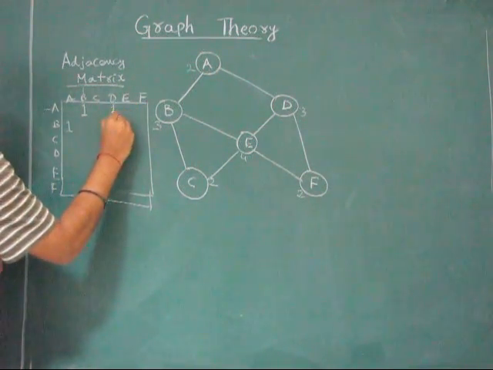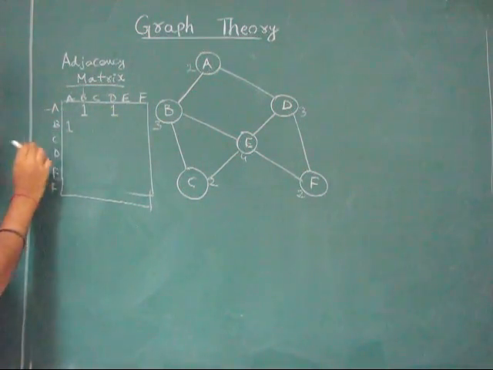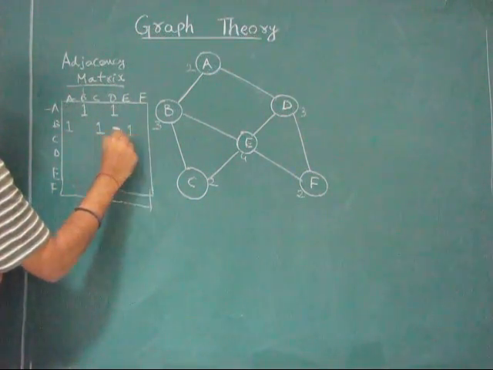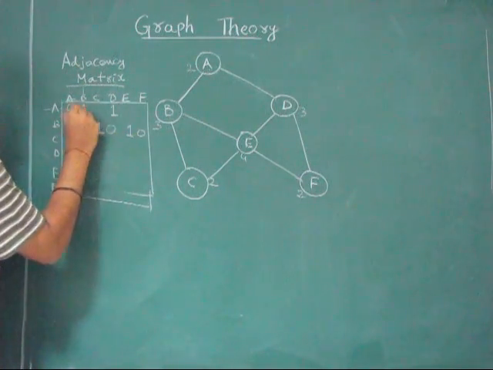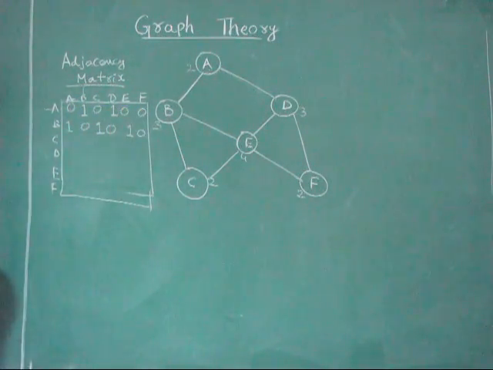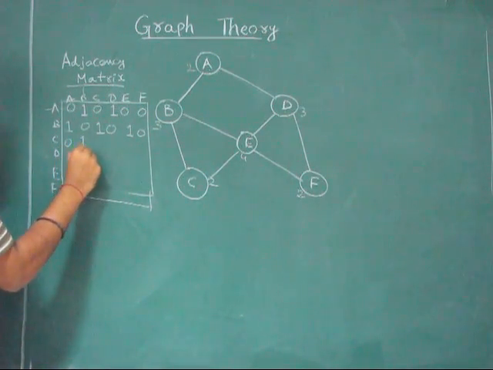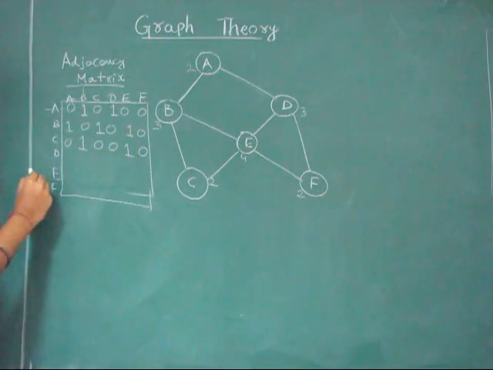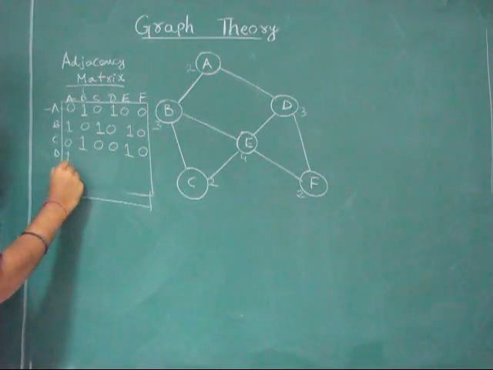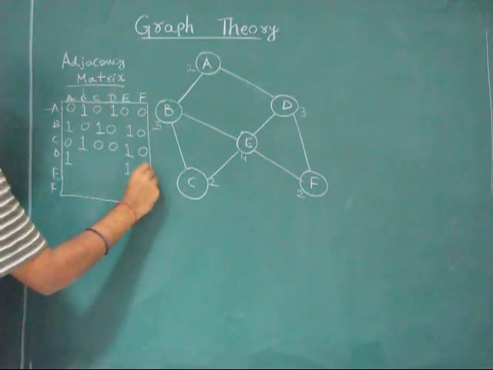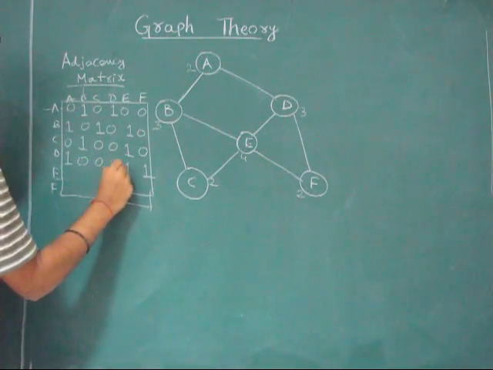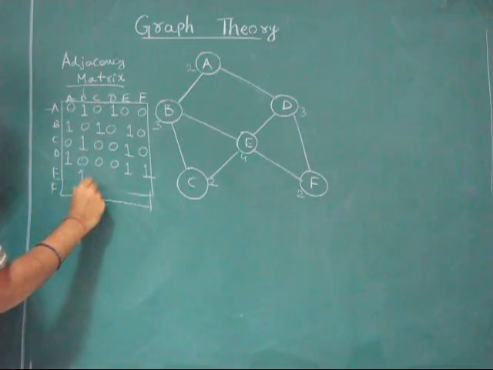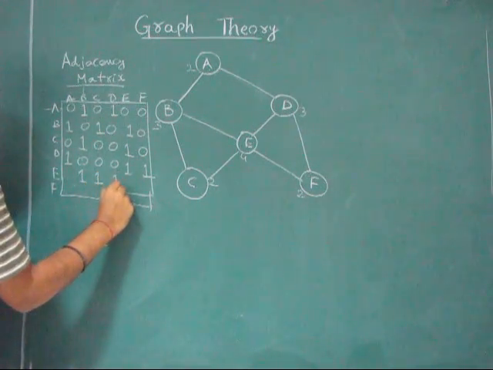If we fill in the details for this graph, B has the neighbors A, C and E. The rest of the entries can be marked with 0. C has neighbors B and E. D has the neighbors A, E and F. The rest are 0. E has the neighbors B, C, D and F.